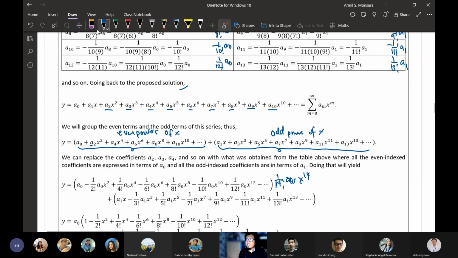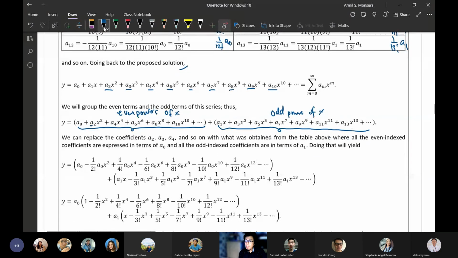Okay? So we're okay there. Did you follow this first set of terms? The same goes for the second set of terms. A1, we will just leave it as A1 because it's an arbitrary constant. But A3 is negative 1 over 3 factorial A1 times x cubed. A5 is positive 1 over 5 factorial times A1 times x raised to 5 and so on.